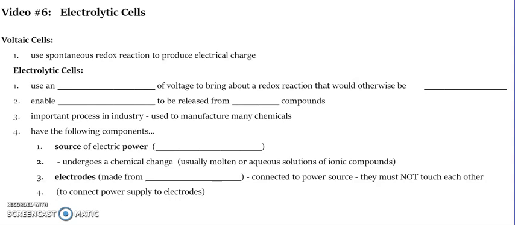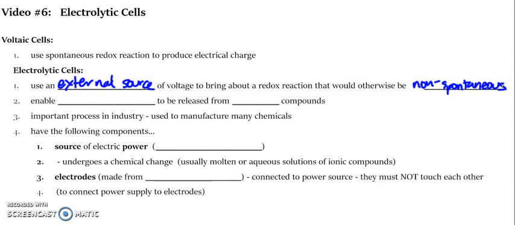This video is on electrolytic cells. So this is another type of electrochemical cell. A voltaic cell is when you have a spontaneous redox reaction that produces an electrical charge. So it's spontaneous. An electrolytic cell is different in that it uses an external source of voltage to bring about the redox reaction that would otherwise be non-spontaneous. So this needs some sort of power source to make the reaction happen.